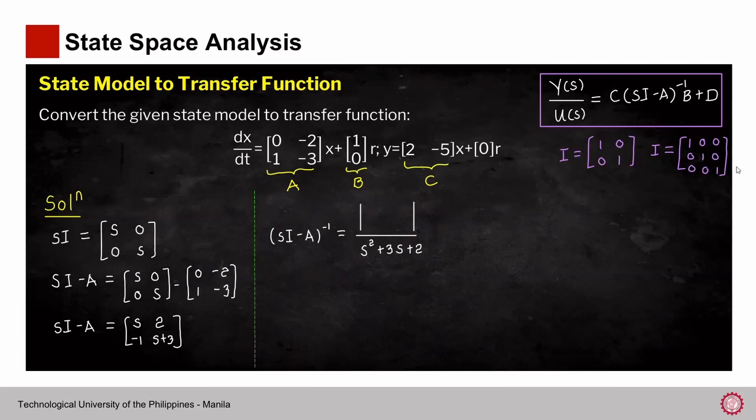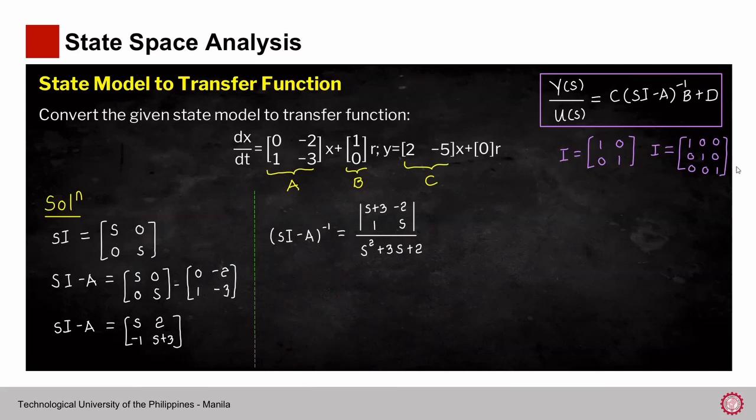Madali lang guys. Pagpapalitin nyo lang yung dalawang diagonals, yung S saka S plus 3. So this is S plus 3 and this is S. Ngayon, yung cross diagonal naman, you just change the sign. So this is negative 2 and positive 1. For the main diagonal, pagpapalitin nyo lang, and for the alternate diagonal, you just change the sign. Basically, that's the inverse of SI minus A.